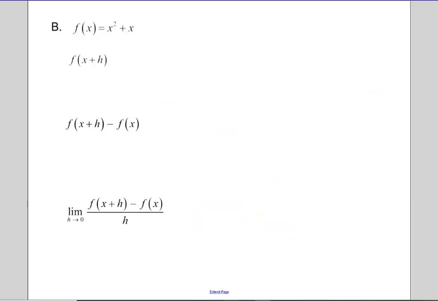Example 4b is the same thing, just a little more complicated. If you want to give it a try for yourself, you can turn off the video and come back and join me and see if you have the same results as I do.